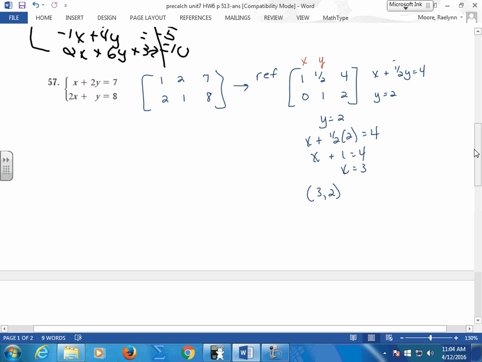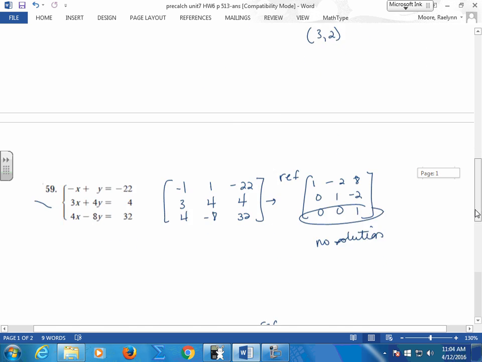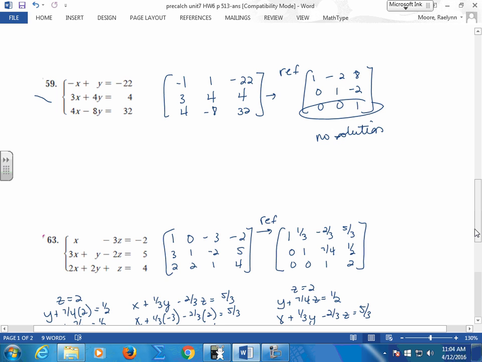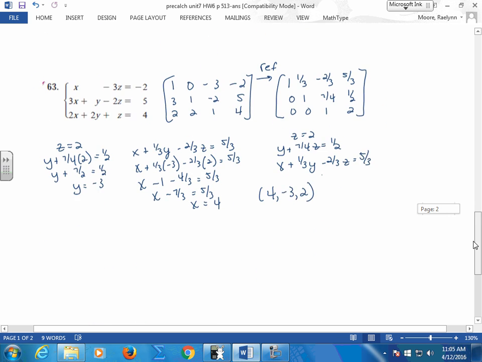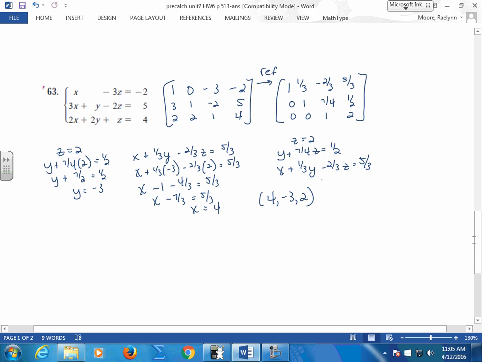Mm-hmm. Yes? Tell me if you didn't. This one had no solution. It probably had all zeros in the bottom. I did an REF on this, not an RREF. It probably had all zeros, so this one had no solution. And there are times that we don't get solutions. The REF gives you a little bit more work because you have to keep going backwards, but the RREF goes right to the answer.